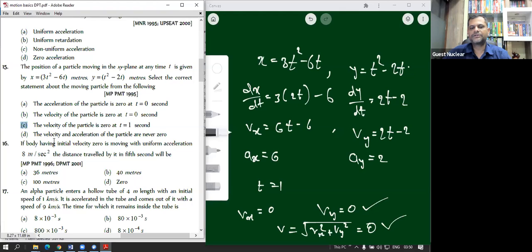And D, velocity and acceleration of the particle are never 0. No, that cannot be. Velocity is going to be 0 here at time t equal to 1. Okay, let's move to the next. If a body having initial velocity 0 is moving with uniform acceleration 8.